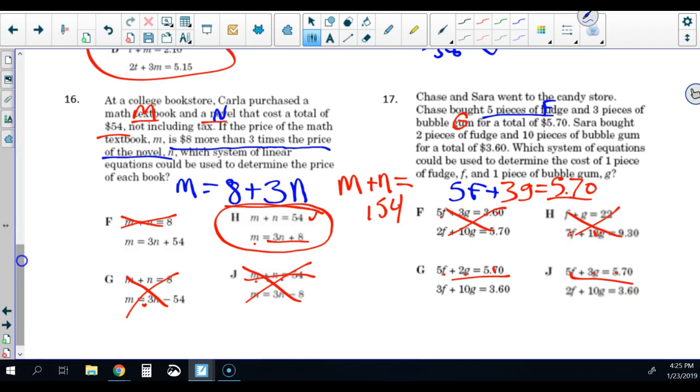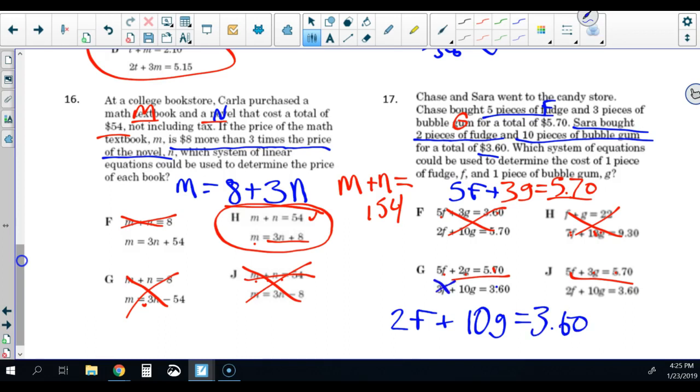Well, that was Chase. Sarah then went and bought 2 pieces of fudge. So we have 2F plus, what else did Sarah get? 10 pieces of bubble gum for a total of 360. So that is, it's off by 1 fudge. Here we got 2 fudges and 10 gums. It's going to be J. So you're not really doing any math here on these 4 problems. You're just translating what they have there.